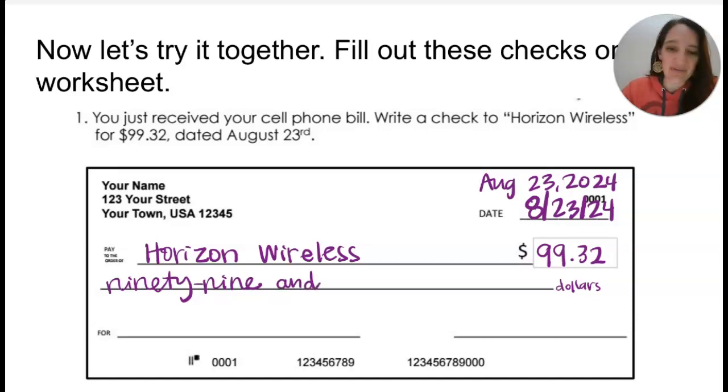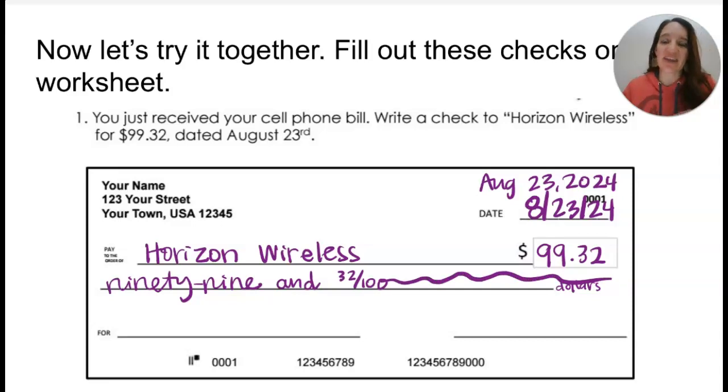And this is the fun part with the cents. So this 32 cents, you need 100 cents to make a dollar, right? So it's basically 32 out of 100. And then I always do a little squiggly line after that so that, again, someone can't come take my check and write in more money.